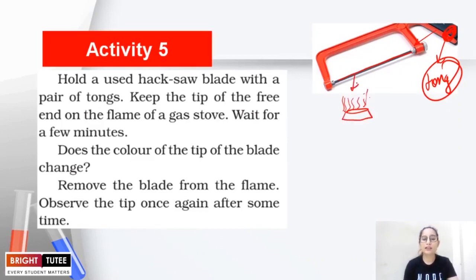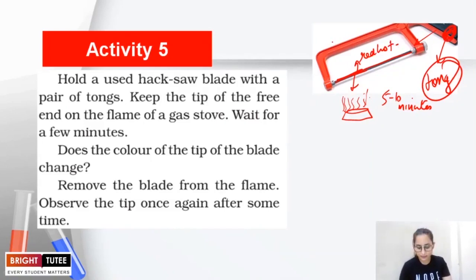Now does the color of the hacksaw change? You have to keep it for at least 5 to 10 minutes on the flame. You will see that the tip of the blade becomes red hot. Right, the iron that was present on the tip of the hacksaw becomes red hot, and what happens then? You see a color change. Right, you are watching a color change.